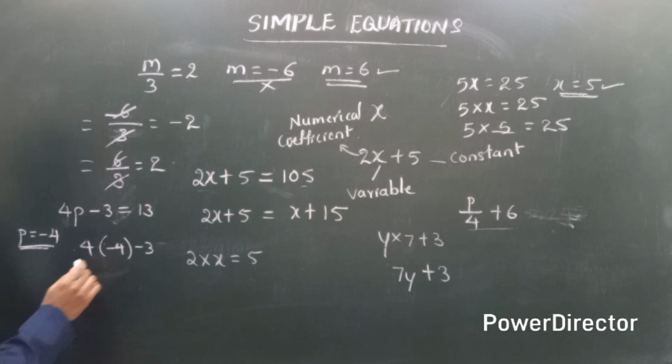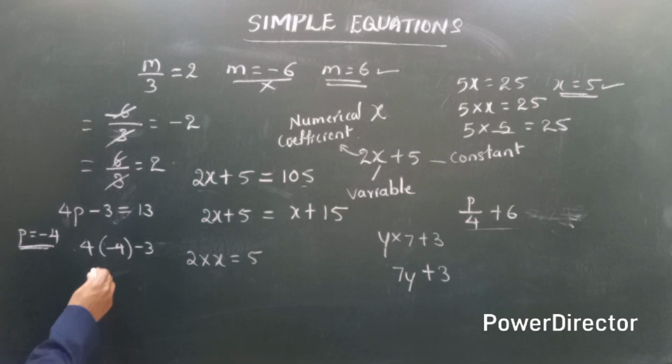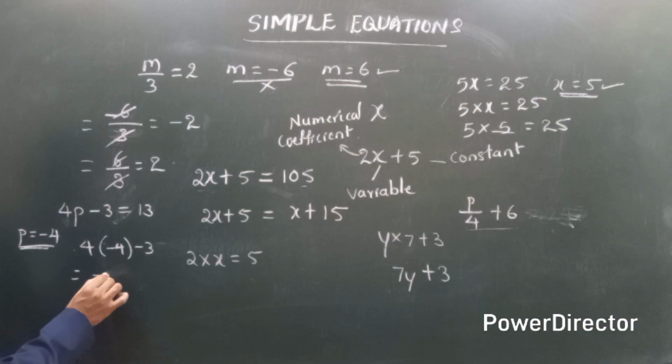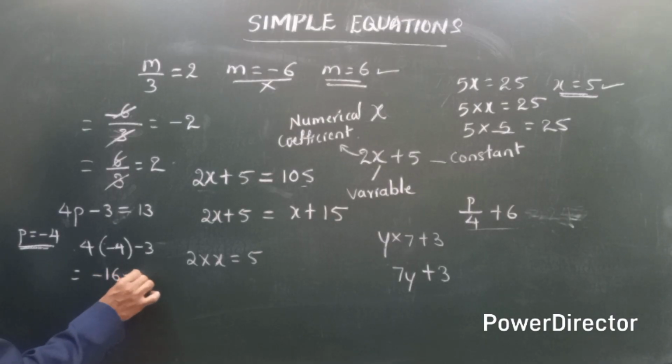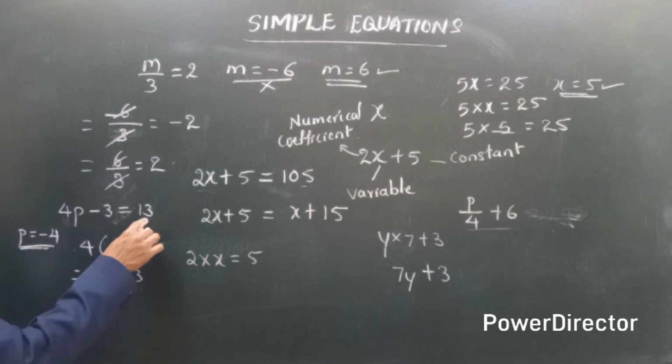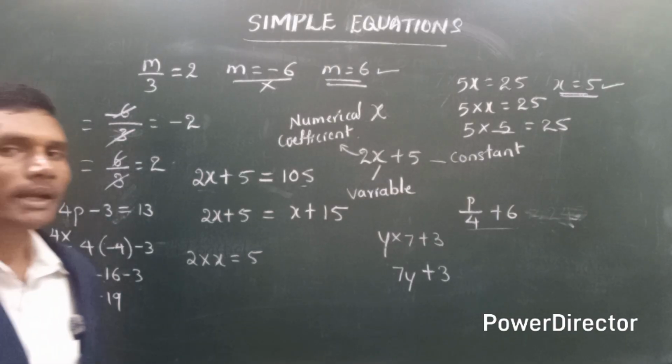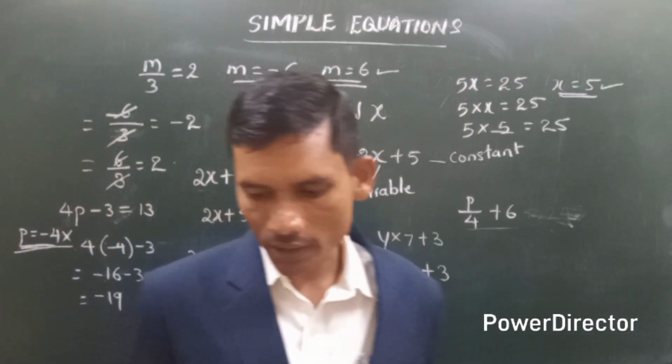Now we'll check it here. We will take this as LHS. This will be equal to 4 fours are 16, minus 16 minus 3. This will be minus 19. Here 13 is given, so 4p equal to 13 with p as minus 4 is the wrong answer. It is not the right value of p. You have to check that.